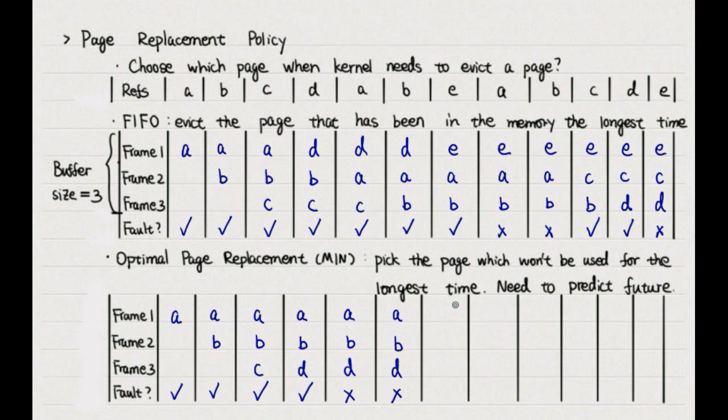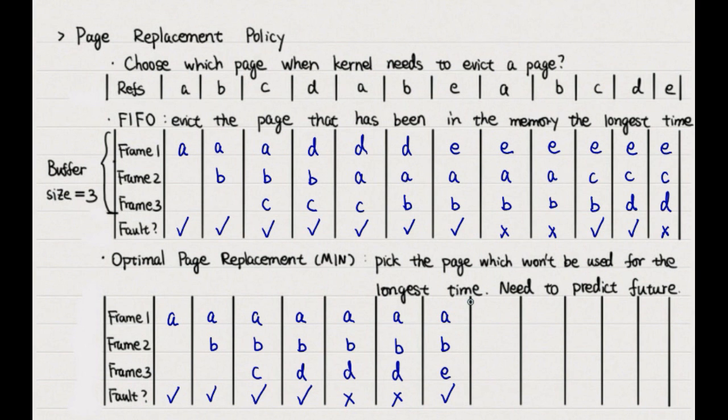Now we have E, and we look further and we found that D will not be used for the longest, so we replace D with E. Now we have A, and A is already in memory, so no page fault. B is also in memory, so no page fault. Now we have C, and we look further, and we found that A will not be used for the longest, so we replace A with C.